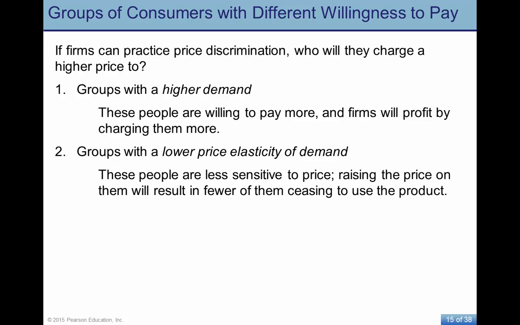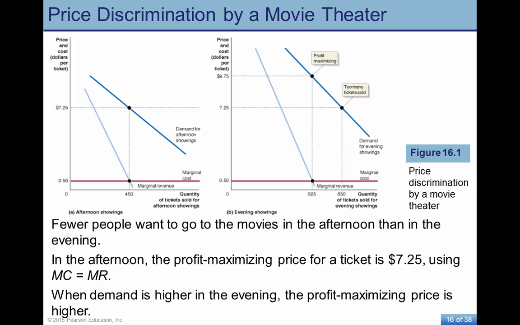Price discrimination by a movie theater. Fewer people want to go to the movies in the afternoon than in the evening. In the afternoon, the profit-maximizing price for a ticket is $7.25, using MC equals MR.